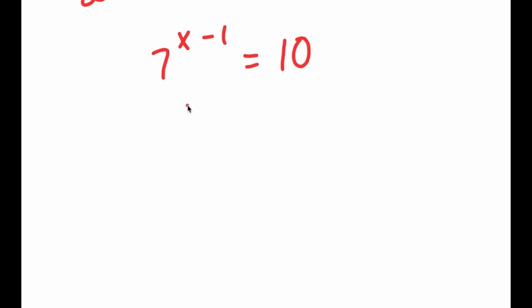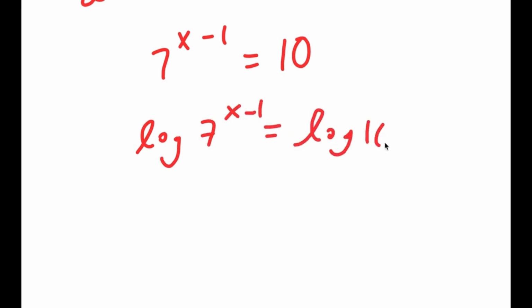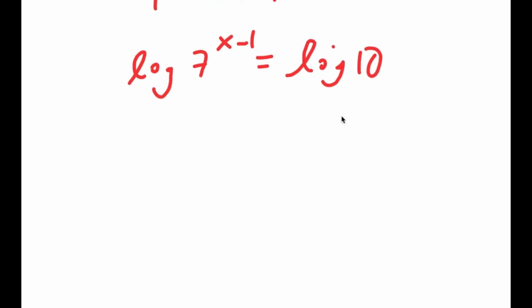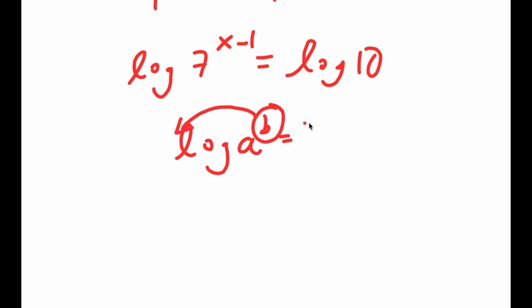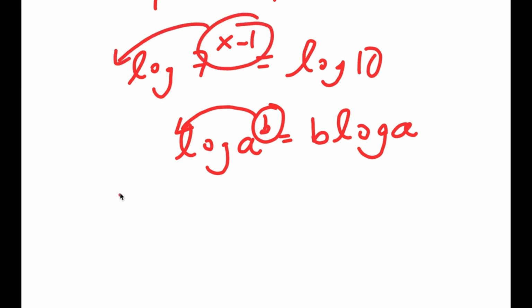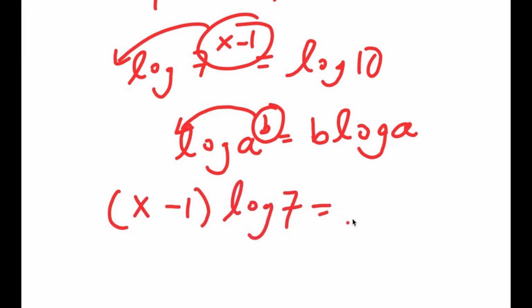Now I'm going to take the log on both sides, so I get log of 7 to the power of x minus 1 is equal to log of 10. And if I have something in the form log a to the power of b, I can move this exponent b to the front. So it's going to equal b times log a. So in this case, I have log 7 to the power of x minus 1, and I can move x minus 1 to the front.